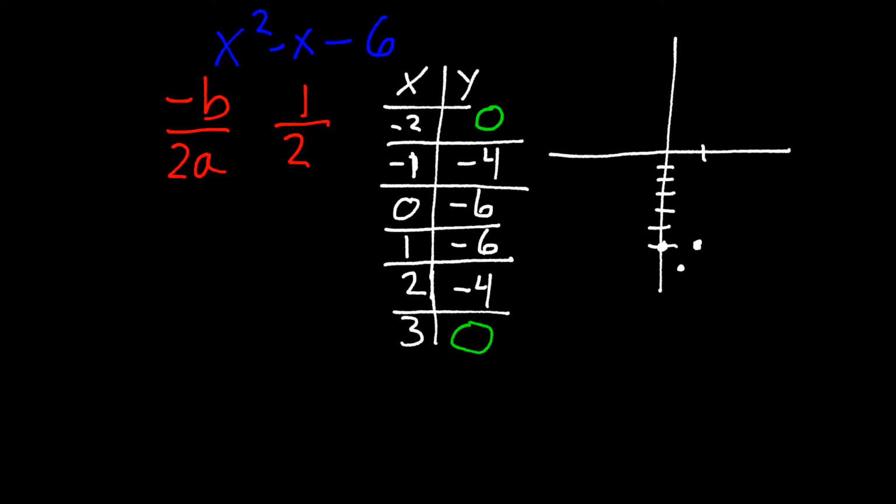At 2, we have -4. And then at 3, we have 0. -1, we have -4. And at -2, we have 0. And our graph will look something like this. And there we have it. We have found the zeros using graphing.